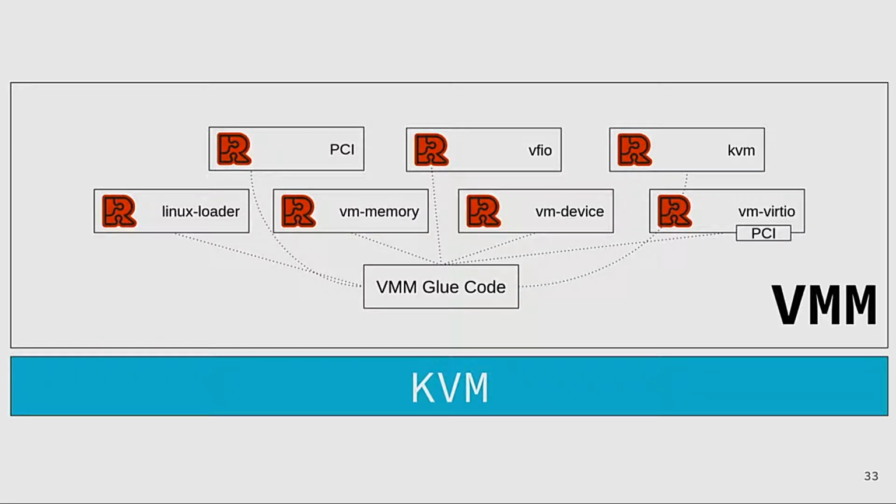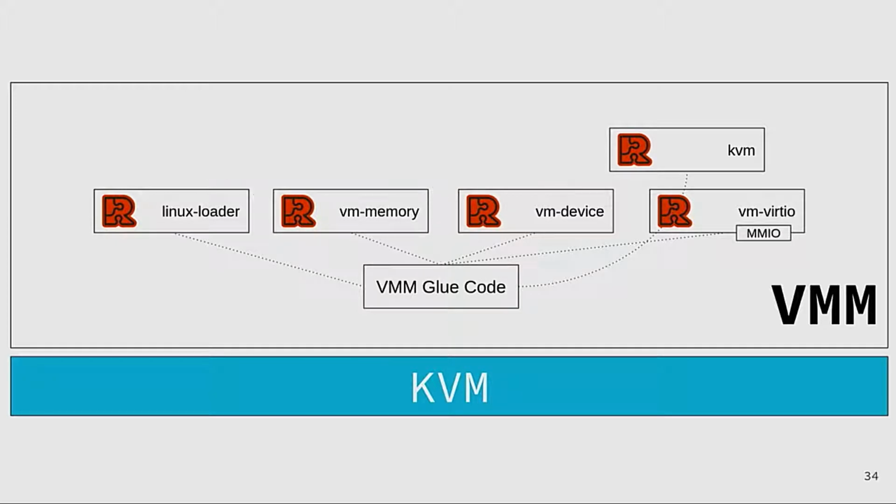Okay, so we have our VMM. Maybe we want to do a different VMM. We don't need PCI, we don't need pass-through, so we don't need VFIO. We just have to remove some of the crates, enable the MMIO transport for the virtio crates, and we have a different VMM. So that's the idea.